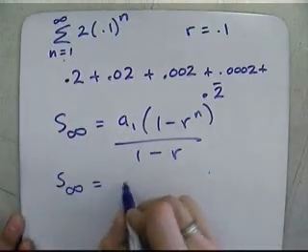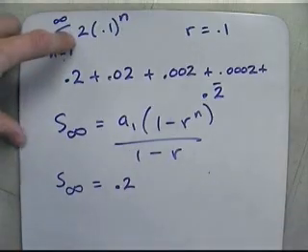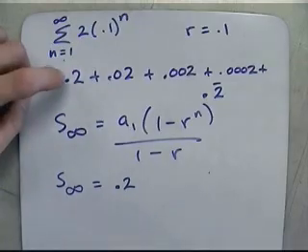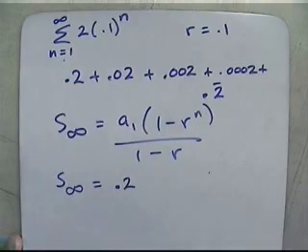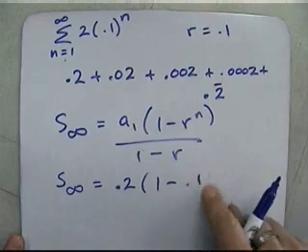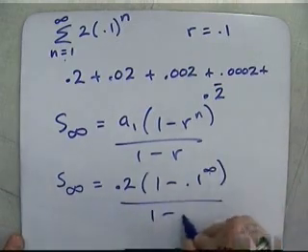The sum of the infinite terms is going to equal the first term, which is 0.2. Notice that the first term is not just a regular 2 on this one, right? So you can't always just look at that front number. A lot of times it works out nice, but you can't always do it. The first term in that sequence was 0.2. So 0.2 multiplied by 1 minus 0.1 raised to the infinity power, divided by 1 minus 0.1.